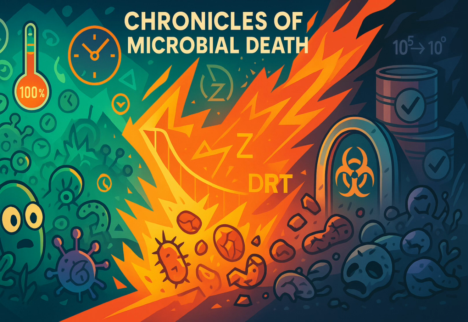Let's try that example from the source material. Bacterium A has a Z of 10 degrees C. Bacterium B has a Z of 5 degrees C. They both have a D value of 20 minutes at 100 degrees C. What happens at 120 degrees C?